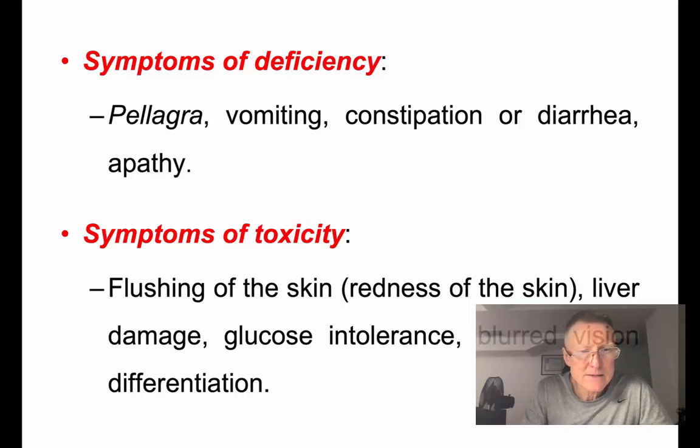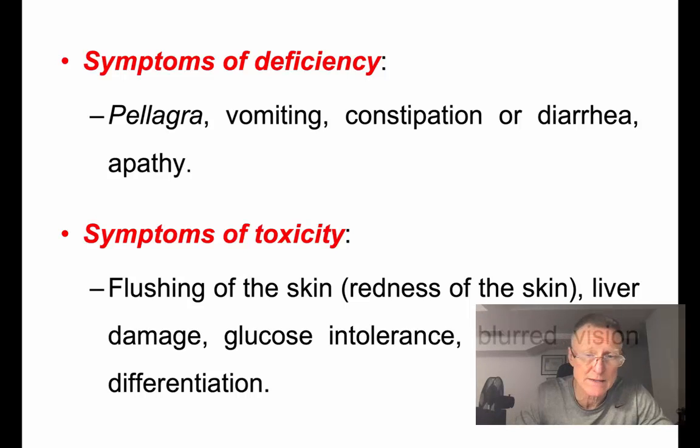Toxicity: there is what is called flushing of the skin, which is the redness of the skin. There is this red coloration of the skin, as if there's more blood flowing in a particular area. It can also cause liver damage and glucose intolerance. You have difficulty processing glucose, and so it accumulates in your blood. It ends up being classified as glucose intolerance, but it's because you're lacking a major coenzyme that is important for metabolism of glucose.